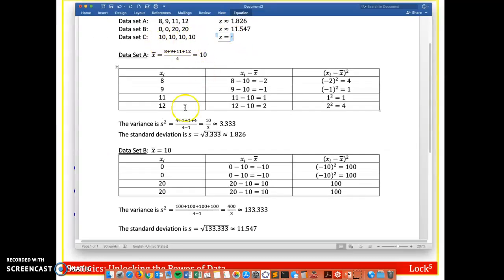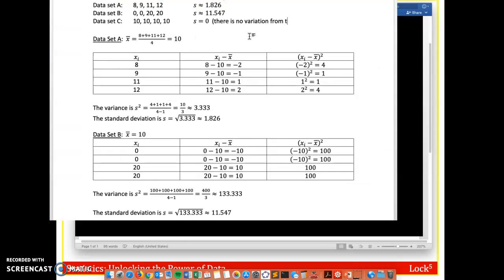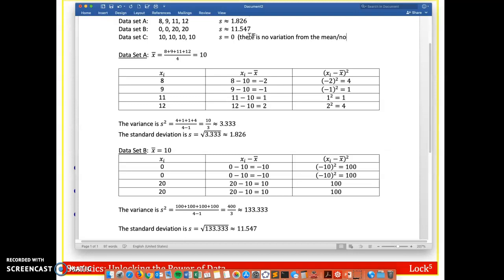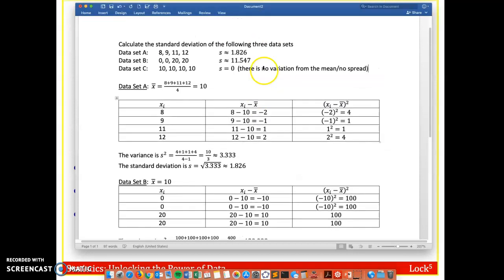All right, we could go through this whole process again, but imagine the average of this data set is 10. Everything's 10. The distance from each data point from the mean is 0. For data set C, I'd have a column of zeros, and you square a bunch of zeros, you still get 0. There is no variation from the mean. No spread. So if there's no spread in the data set, standard deviation should be 0.